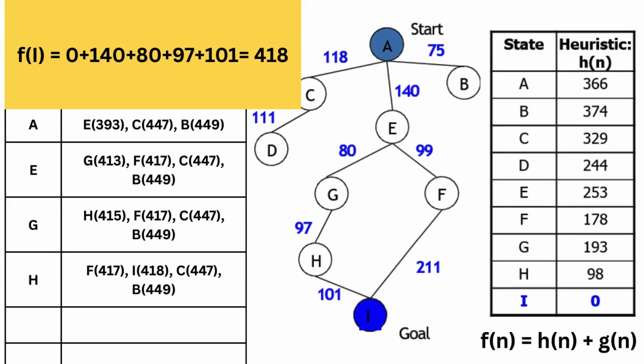The next node in the queue is F. So we'll explore F and its neighbor. The neighbor is I. So we'll calculate the total cost for the I node.